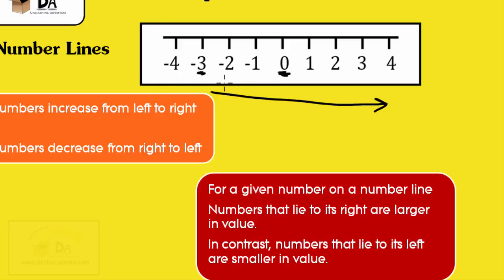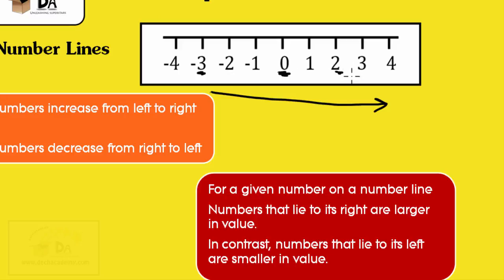Pick a number, -3. All numbers to its right are larger than -3. So -2 is greater than -3. -1 is greater than -3. 0 is greater than -3. But -4 is less than -3. So the number line can be used to determine numbers that are greater than a specified number and numbers which are less than a specified number.